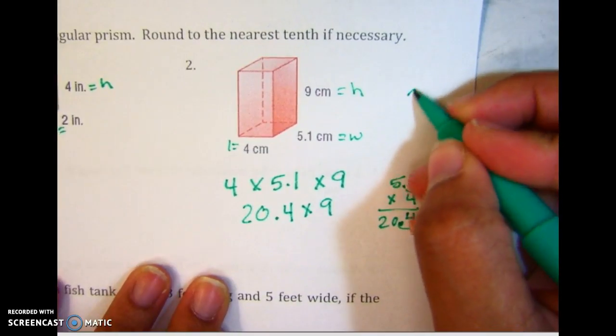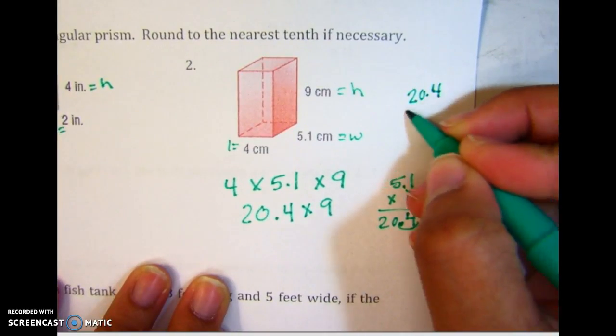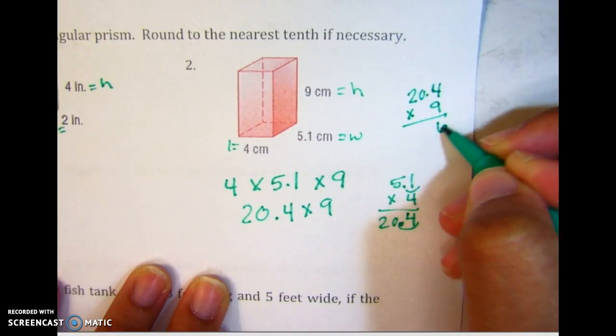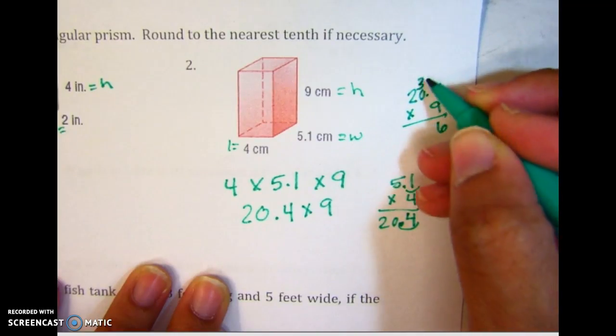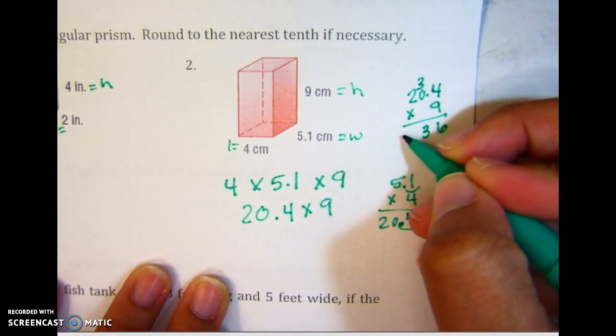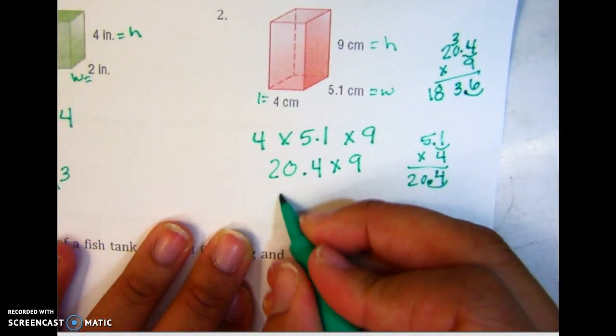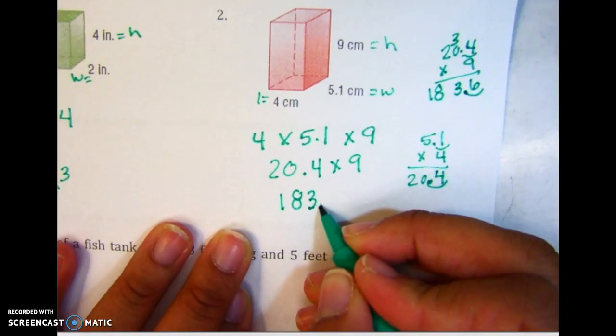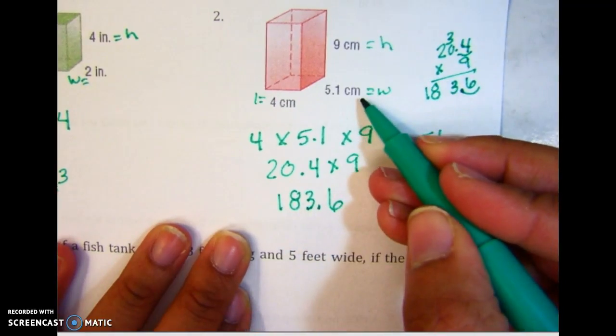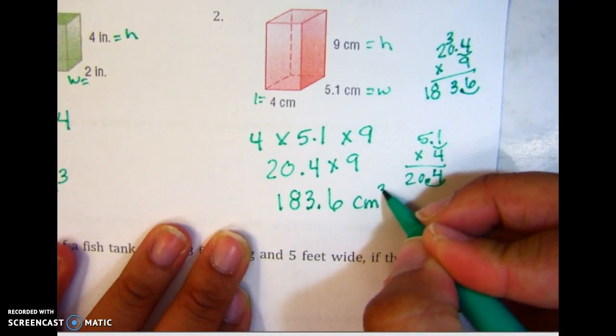I'll do that over here. 9 times 4 is 36, carry the 3. 9 times 0 is 0, plus 3 is 3. 9 times 2 is 18. And I have 1 decimal place, so 1 decimal place. 183.6, and I have to look at my units, centimeters cubed.